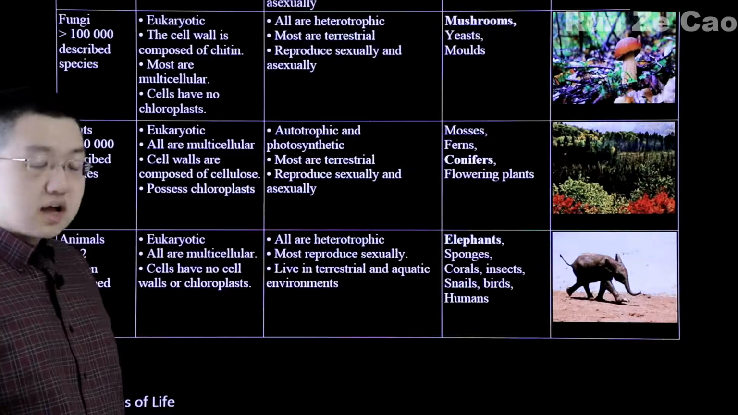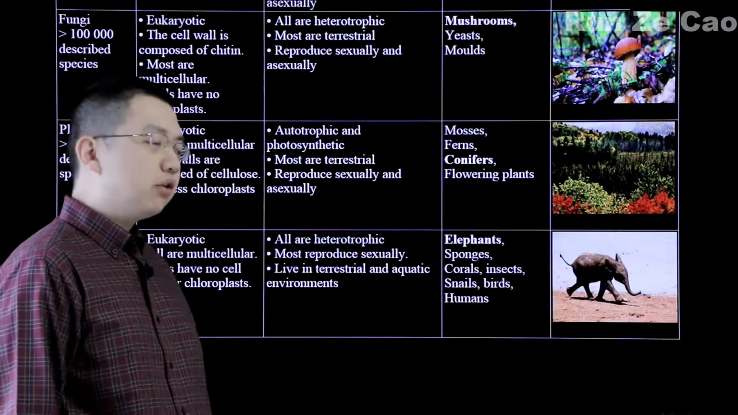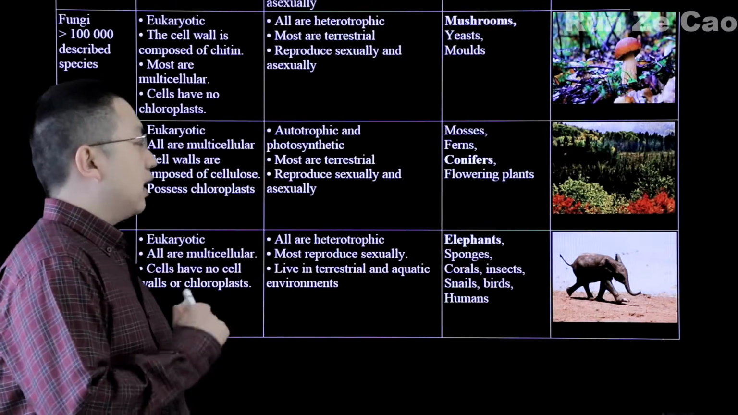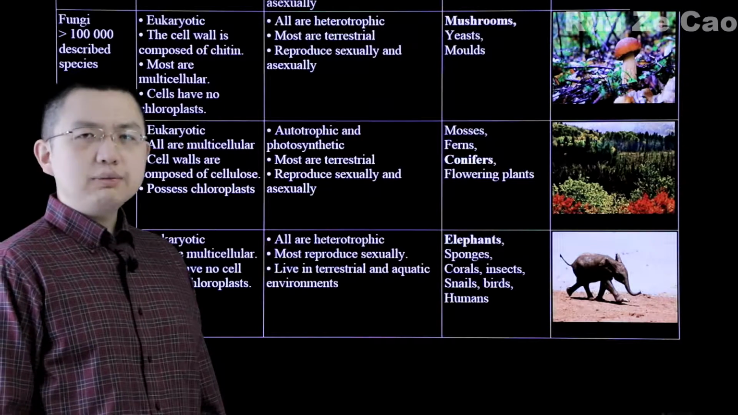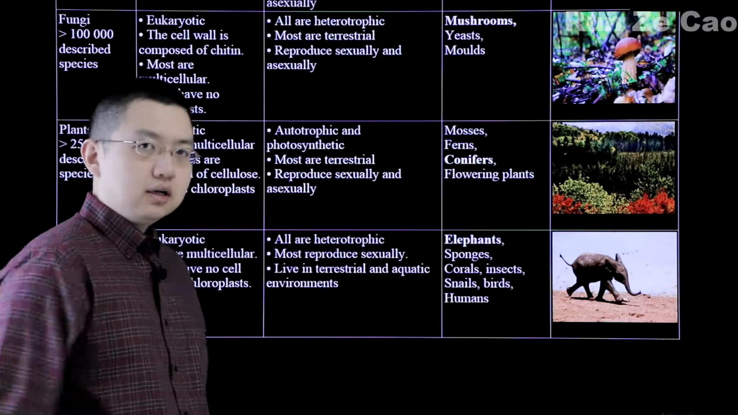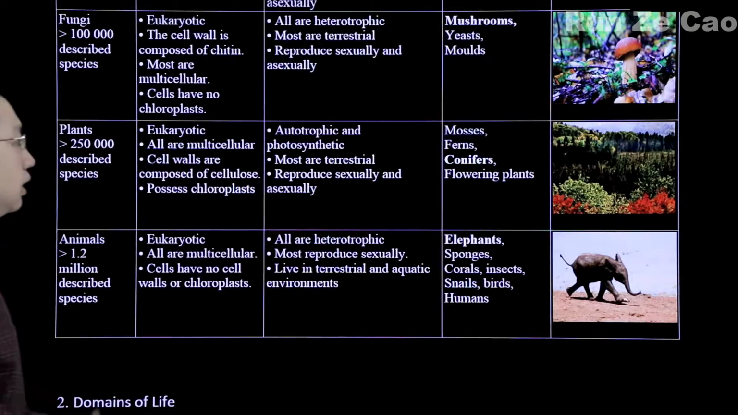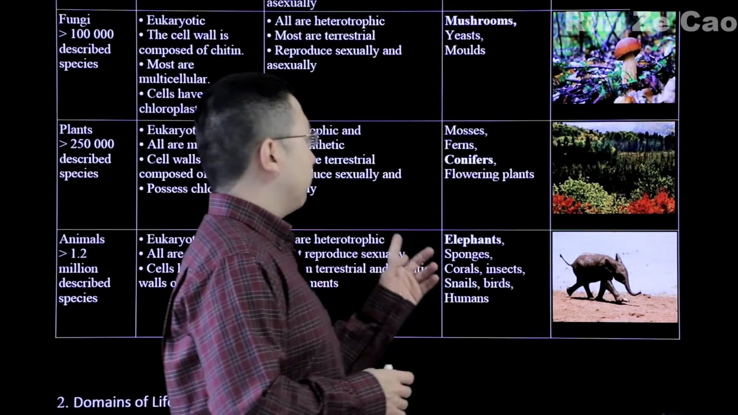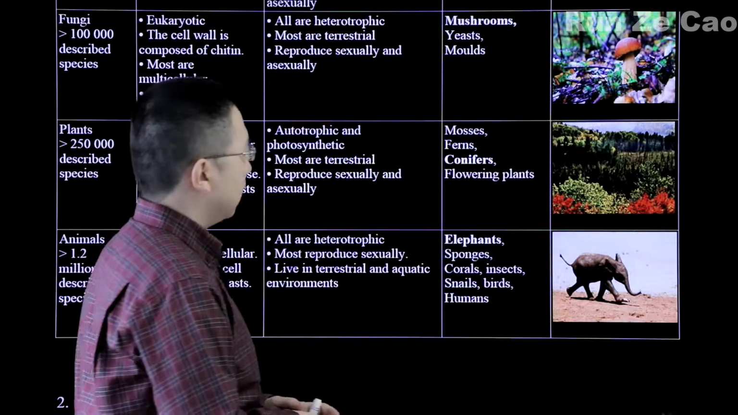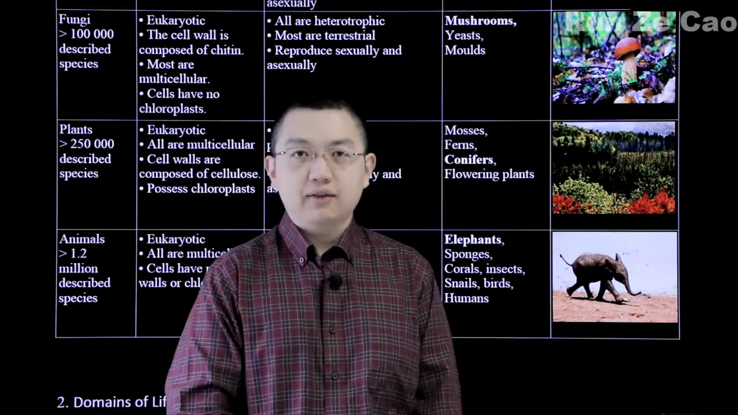Most are terrestrial. Some plants have gone back to aquatic ecosystems, but for the most part they tend to grow on land. Now they reproduce sexually and asexually. How do they reproduce asexually? If you've ever seen a strawberry plant and its runners, well, that's asexual reproduction right there. So these can include mosses, ferns, conifers, and flowering plants. This list here is pretty much a catch-all of the four main categories of plants.